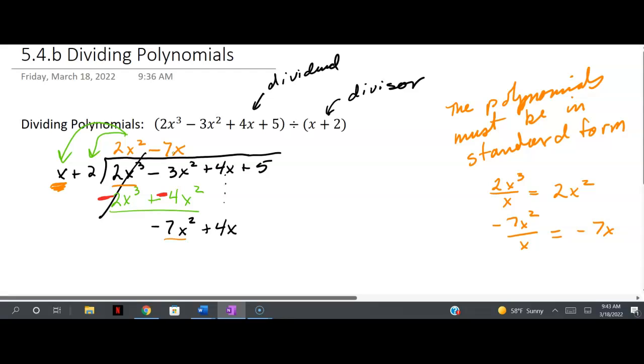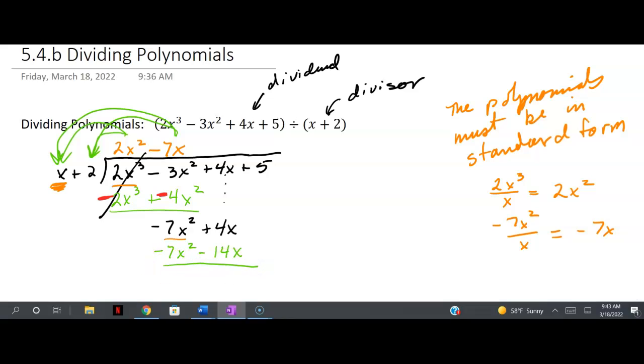Then what do I do? Well, I multiply. So I'm going to multiply negative 7x times x. That's going to be negative 7x squared. It should look exactly like that first term. Then I'm going to go negative 7x times 2, which is negative 14x. Okay, so that's the multiplication part.